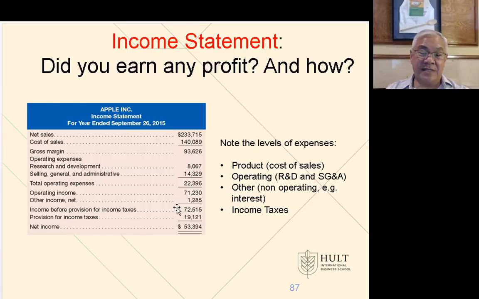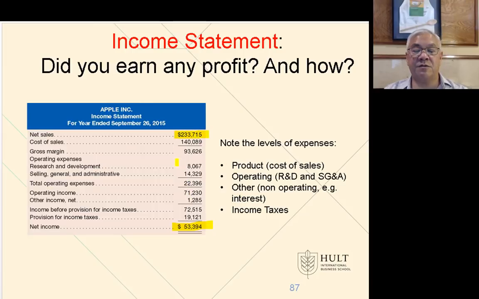Now we're going to the income statement. Like, did you earn any profit and how? So we notice that there are levels. Again, statements are structured a certain way. We have net income of $53 billion for Apple. That's the bottom line. Top line is $233 billion.